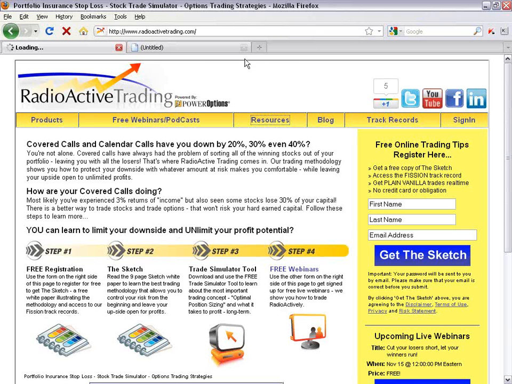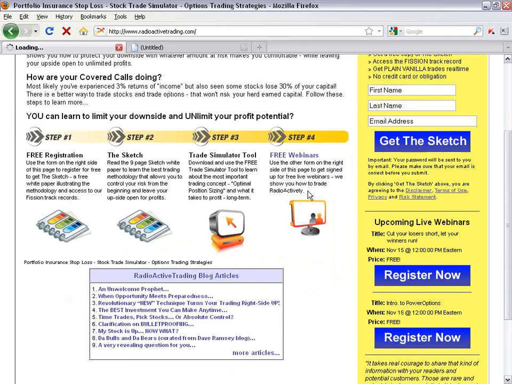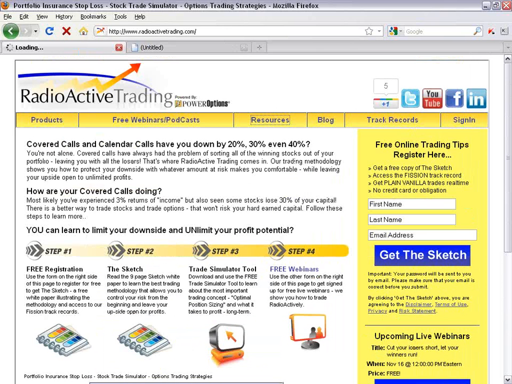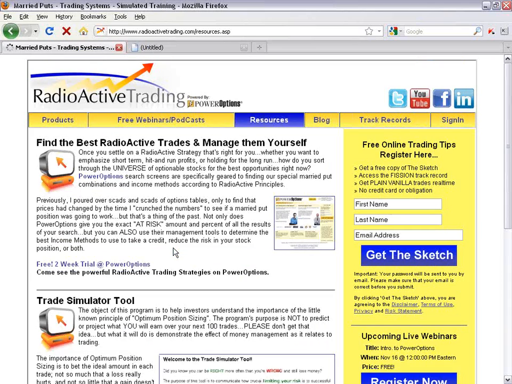But we'll also want to take a look at the Trade Simulator tool as well. I don't know why this is taking so long to open up. I apologize for that. There we go.